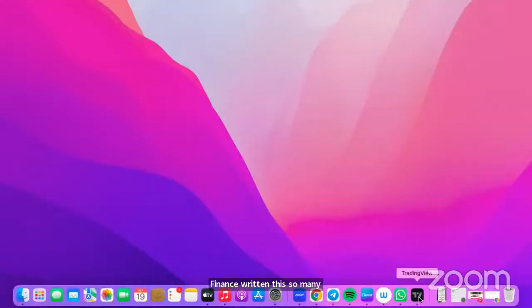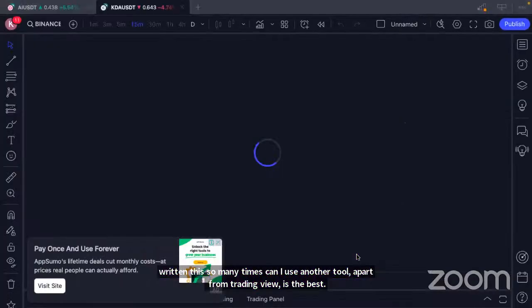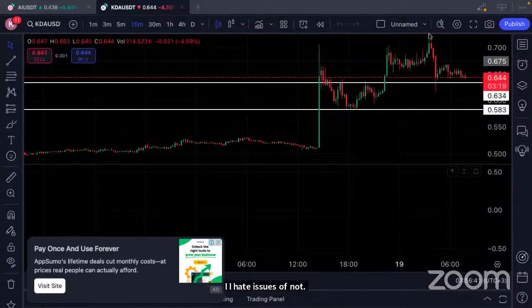All right. Now let's visit TradingView for our class for today. Someone has written this so many times: can I use another tool apart from TradingView? TradingView is the best. Check your network. It has no issues. It's an issue of not loading up sometimes, not a constant problem.